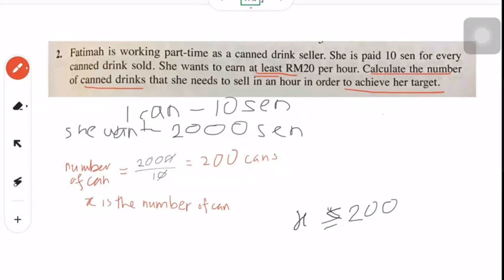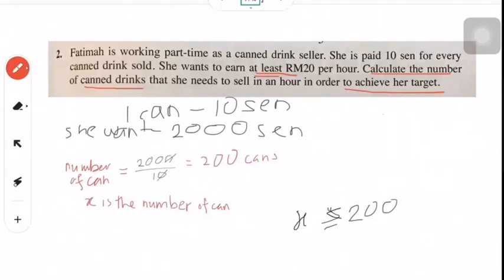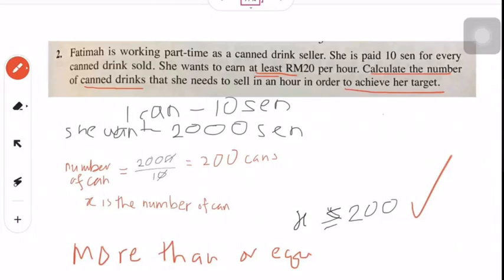Can she sell 199 to get 20 ringgit per hour? No. How many must she sell? More than 200. Not just "more than", the sentence continues: more than or equal to 200. Can. Alright? So first you must understand the situation.